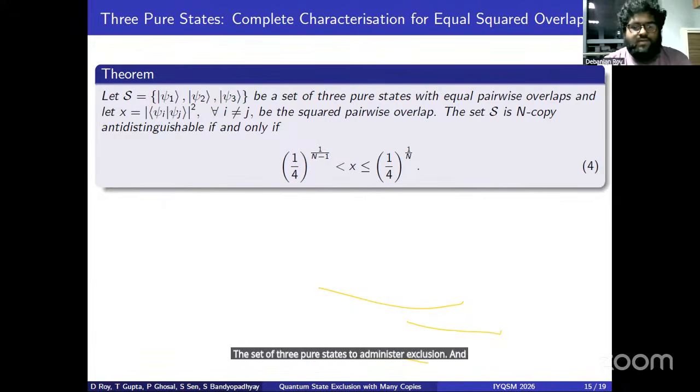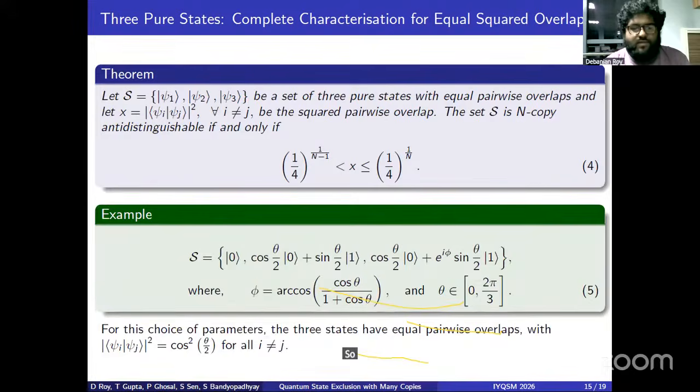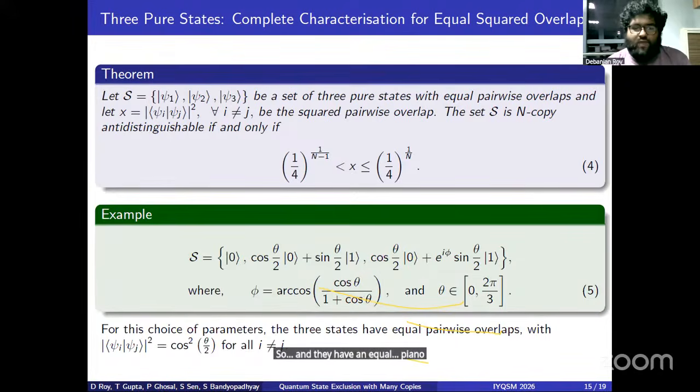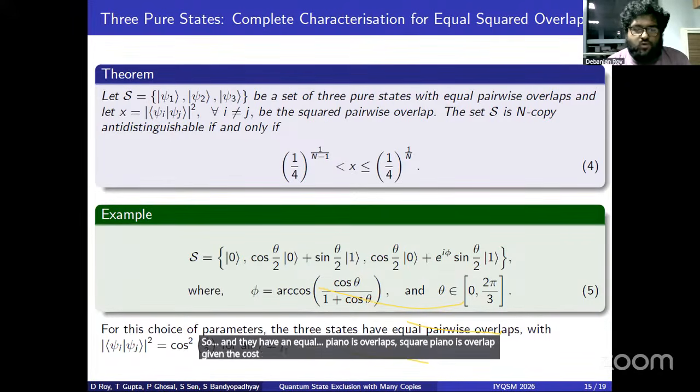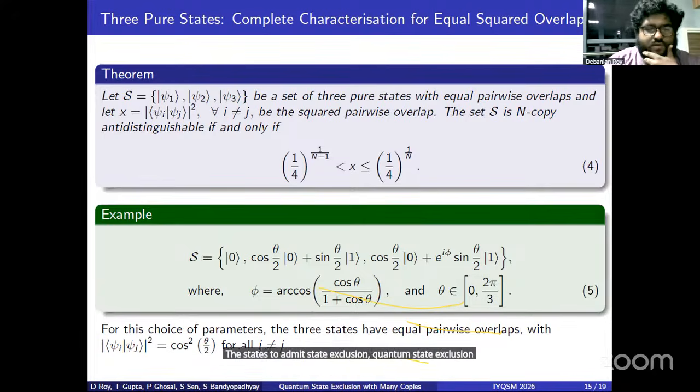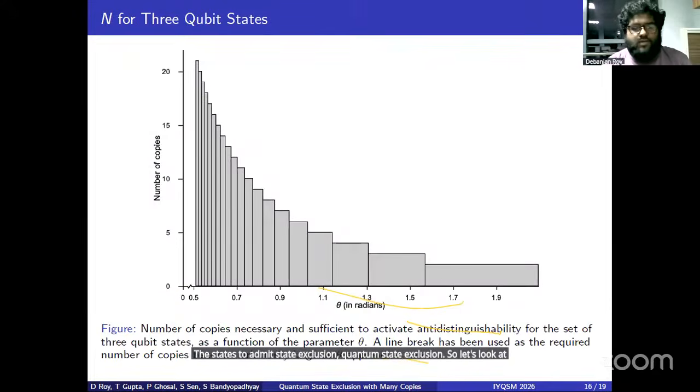Let's illustrate this with an example. We have a set of 3 pure qubit states, which are parameterized by the parameter theta. They have equal squared pairwise overlaps, given by cos squared theta over 2. In this case, we can find the exact necessary and sufficient number of copies required for the states to admit quantum state exclusion. So let's look at the plot.